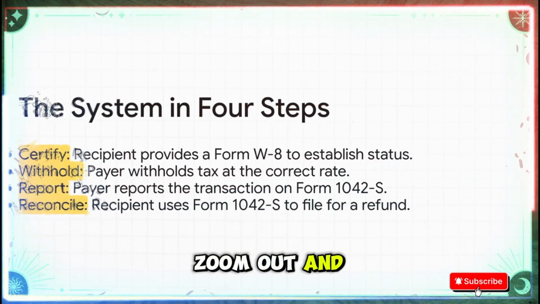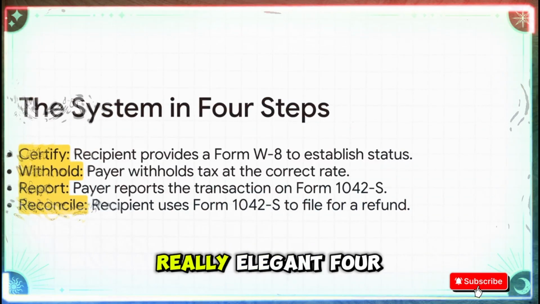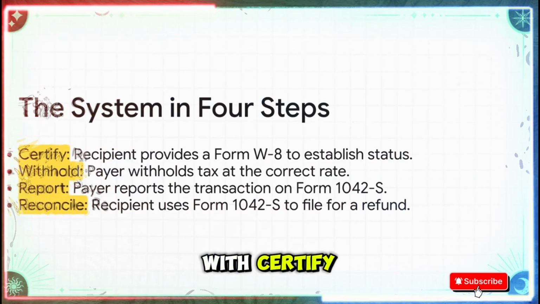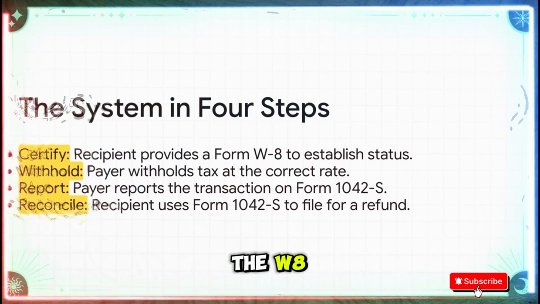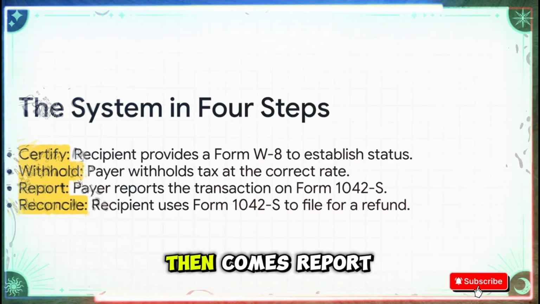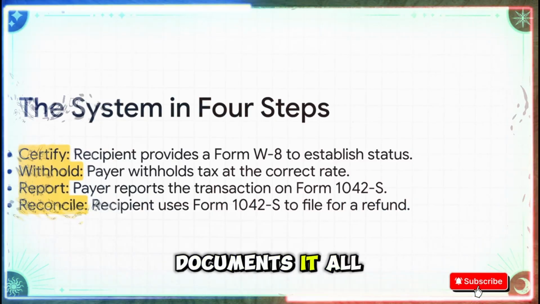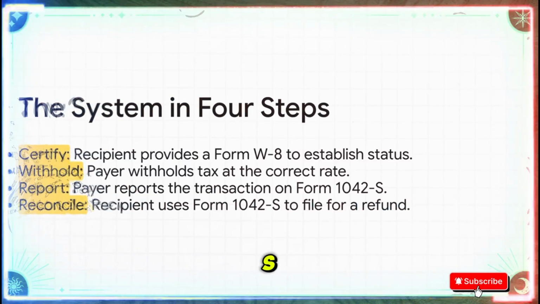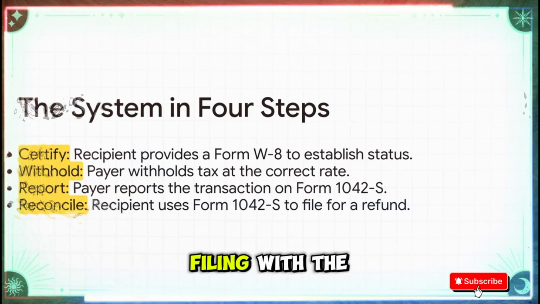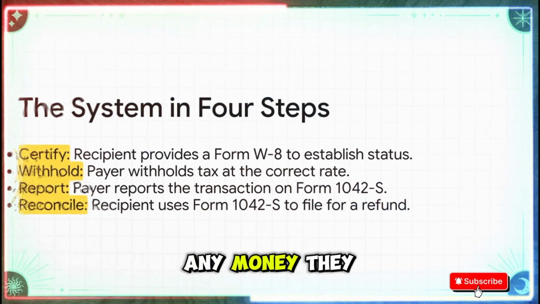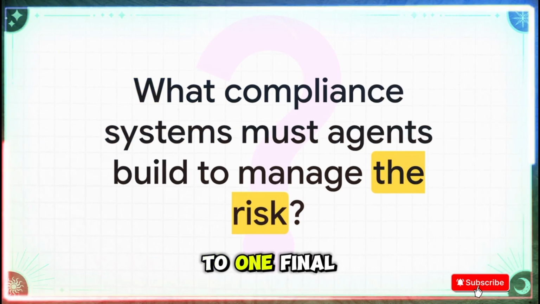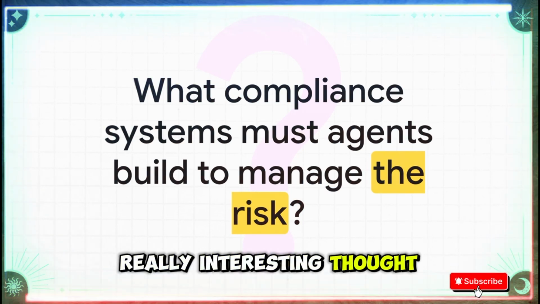So when you zoom out and look at the whole thing, you see this really elegant 4-step system. It's a closed loop. It starts with certify. The recipient provides the W-8. That triggers withhold, where the payer does their legal duty. Then comes report, where the payer documents it all on Form 1042S. And finally, that report allows the recipient to reconcile, filing with the IRS to get back any money they overpaid. It's a perfect cycle.